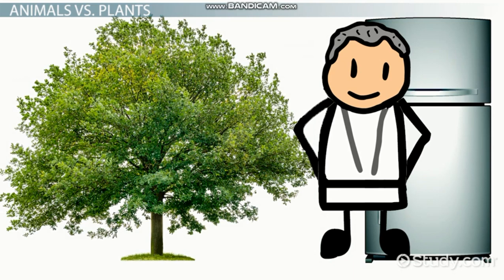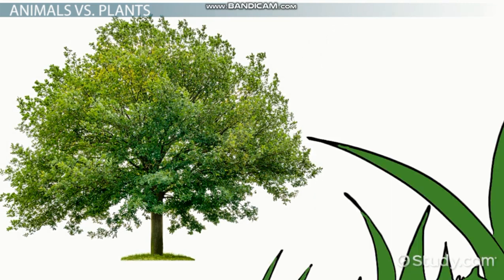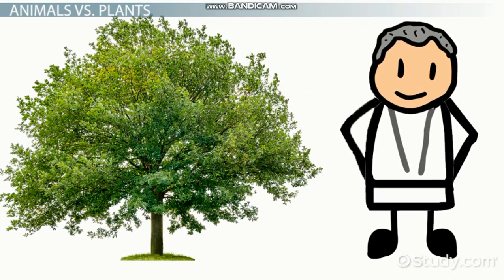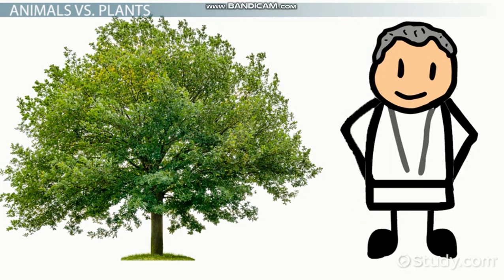Now think about plants. Picture a tall oak tree or even a tiny blade of grass. They stand upright without having muscles or bones, but they don't have the luxury of walking somewhere to obtain food and drink. Plants, being autotrophs, make their own food using the sun's energy. Many of the key differences between plants and animals come down to structural differences at the cellular level. Plant cells have some parts that animal cells don't, and vice versa.